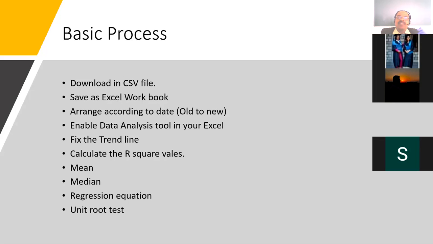Then, once you have downloaded the CSV file, convert it into an Excel workbook. That is an important thing. Don't use the CSV files for any other purpose, because only in Excel do we have the data analysis. That's all. Then arrange according to the date. Old one first, new one at the end. But when you are downloading from BSE, the new one will be first. That's what I showed in the previous example. Make it in order.